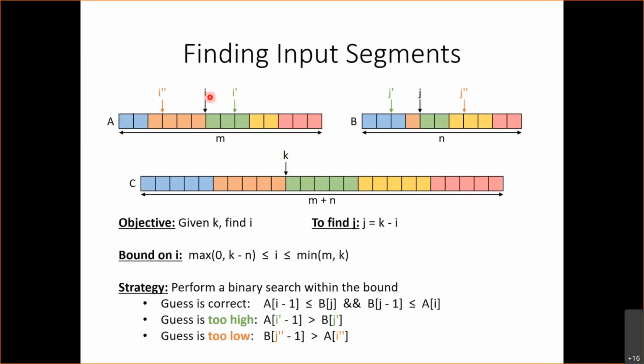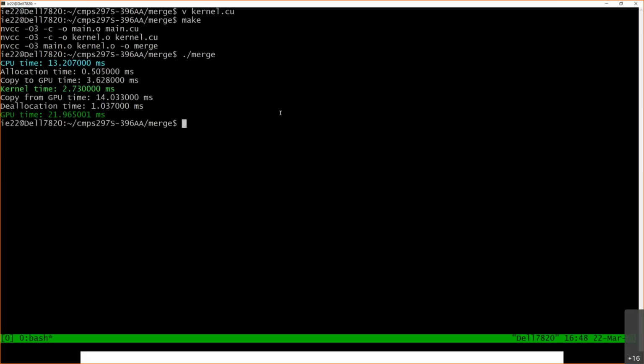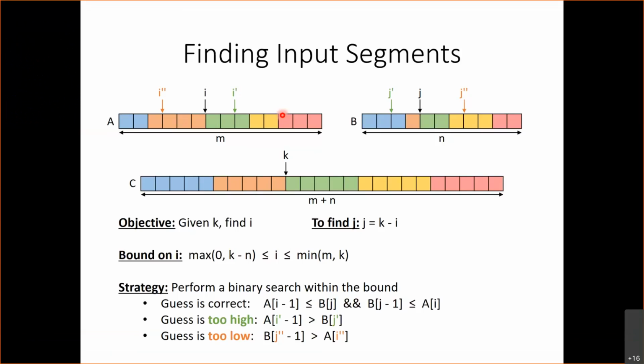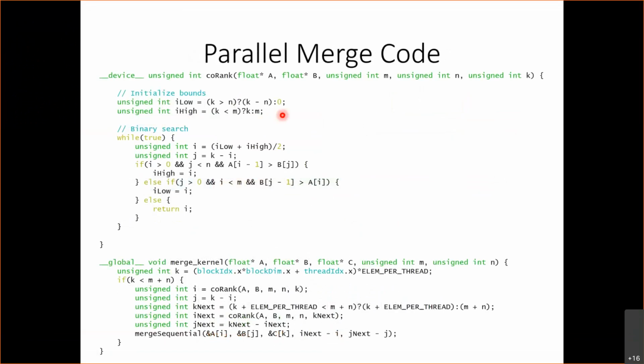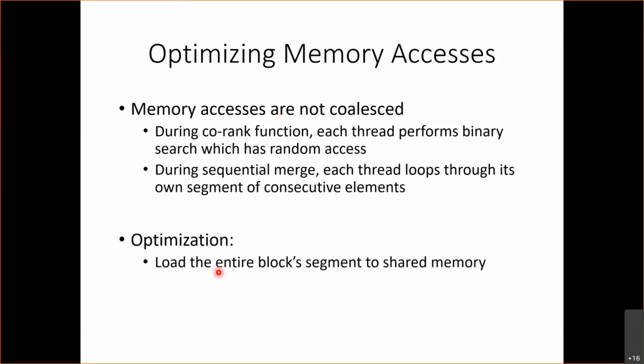Okay, so even after I finish my binary search, which has random access, my accesses are not coalesced because the threads are looping through different places in my input. So one optimization that we can do is find the segment for the entire thread block. We load the entire block segment to shared memory, and this way the loads from global memory are coalesced.